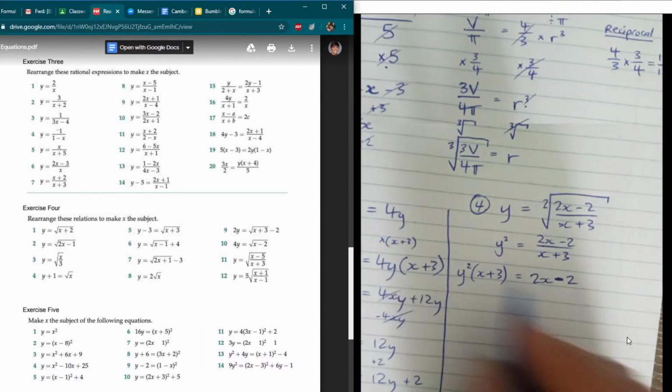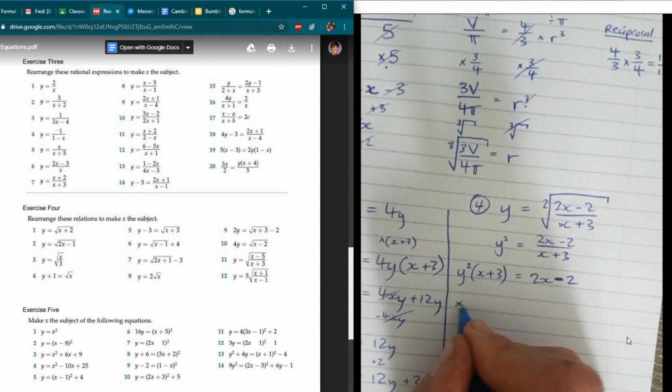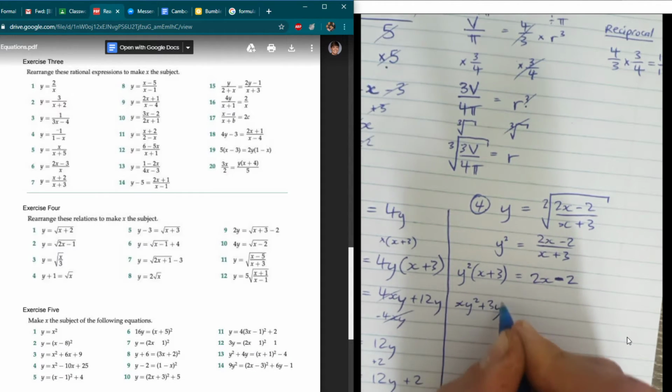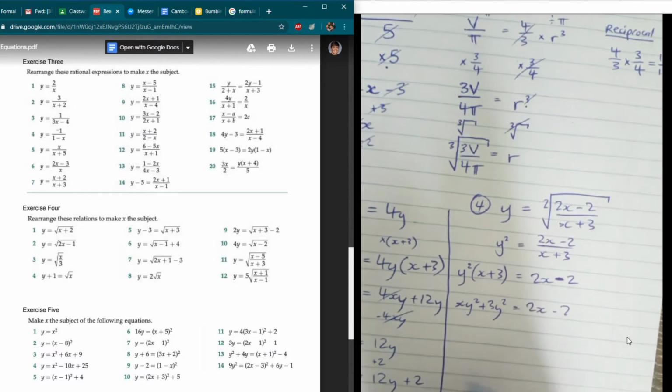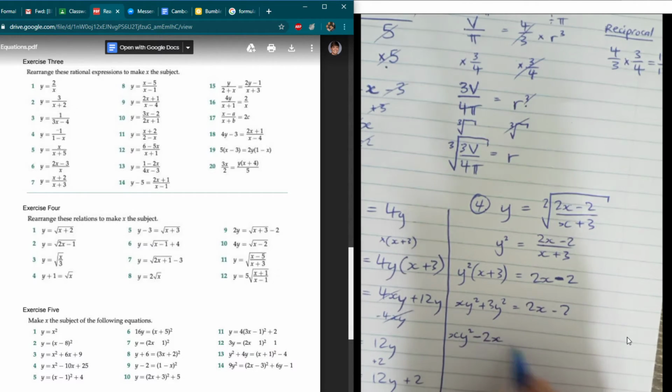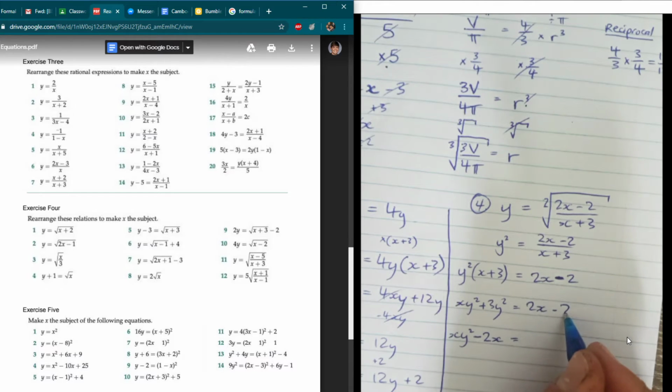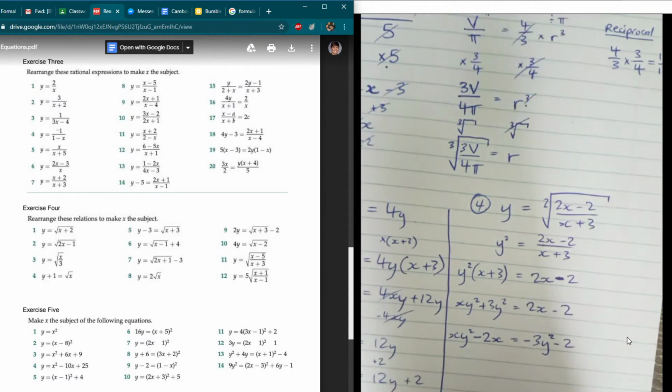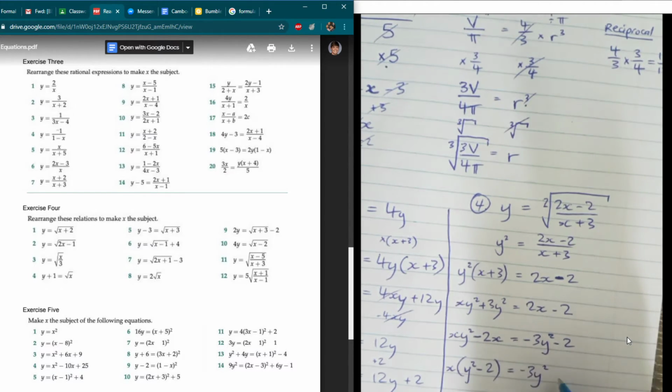Okay, so let's expand here. xy squared plus 3y squared equals 2x minus 2. Okay, I want all my x's on one side, so I'm going to have xy squared, minus 2x, because I minus 2x off that side, and then that has plus 3y squared, so that's going to become negative 3y squared minus 2. So now I've got my x's together, so I can factorize, factor out the x like I did before. So I factor that out, y squared minus 2 equals negative 3y squared minus 2.